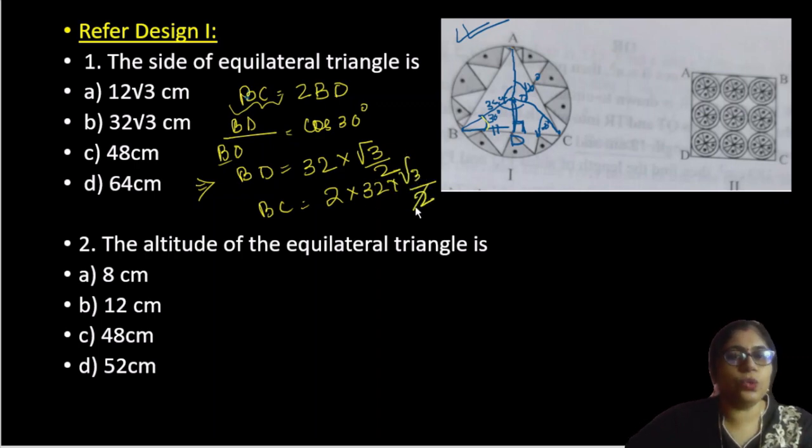So 2 cancels, √3, 32√3 is our answer. So option B is the right answer.